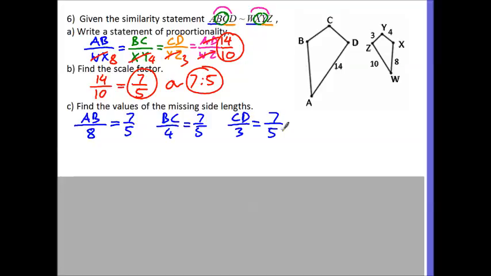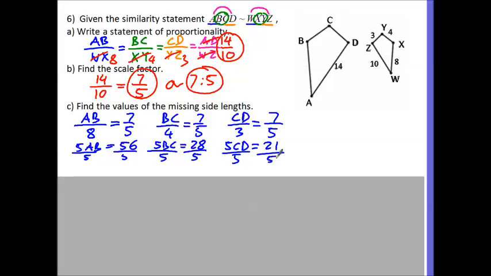Then let's go ahead and do our proportions. 5AB is equal to 56. 5BC is equal to 28. And 5CD is equal to 21. Dividing by 5 and using our superior division skills, we get that AB is equal to 11.2, BC is equal to 5.6, and CD is equal to 4.2.